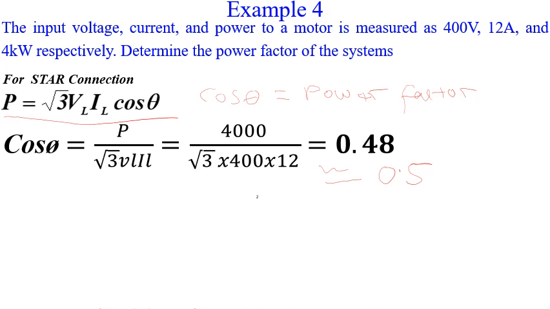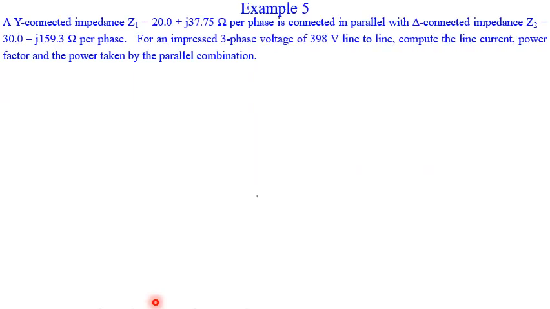So let us take our next example. This is a Y connected impedance. The Y simply means a star connected impedance. Z1 is equal to 20 plus j37.7 per phase, connected in parallel with a delta impedance Z2. The Z2 is the delta impedance per phase. For an impressed three-phase voltage of, this is the line voltage, 398 line to line, compute the line current, power factor, and power taken by the parallel combination.